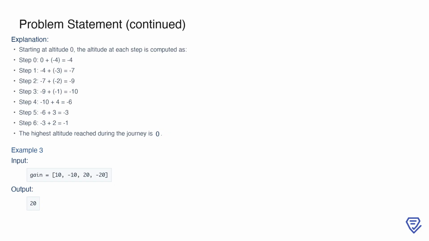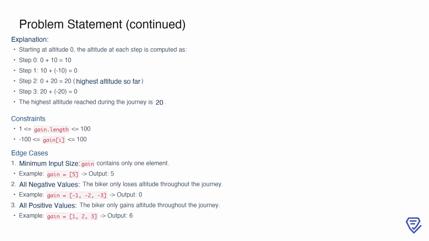This is the output. In the third example, the gain array is 10, -10, 20, -20. Starting at altitude 0, we first add 10 at step 0, which brings the altitude to 10. At step 1, adding -10 reduces it back to 0. At step 2, we add 20, reaching an altitude of 20, which becomes the highest altitude so far. Finally, at step 3, adding -20 brings the altitude back to 0. Among all these steps, the highest altitude reached is 20, which is the output.